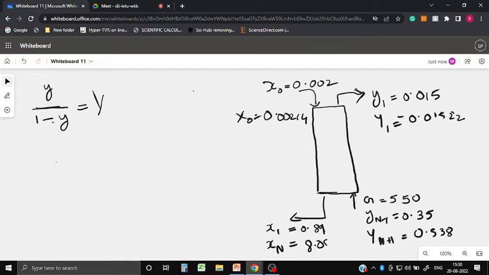Then we need to find the solute free gas flow rate. Solute free gas flow rate is given by G dash. G dash is equal to G into 1 minus yn plus 1.